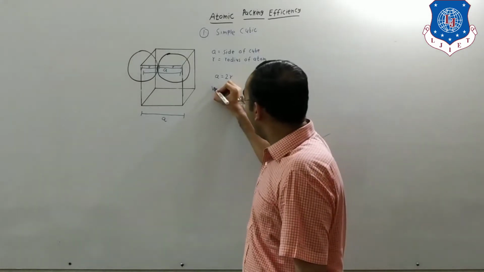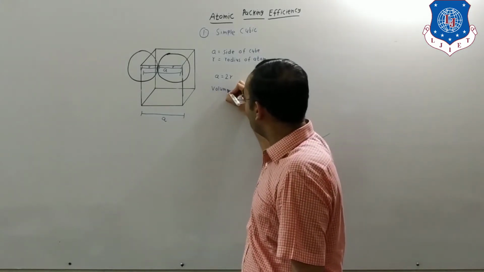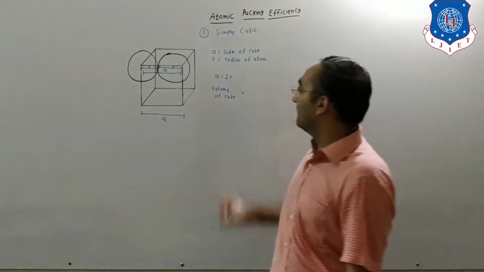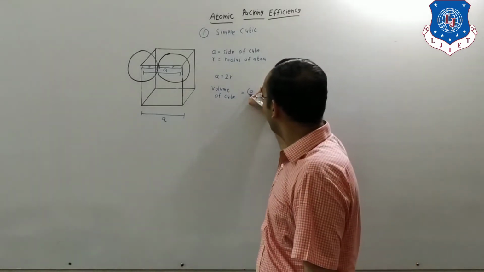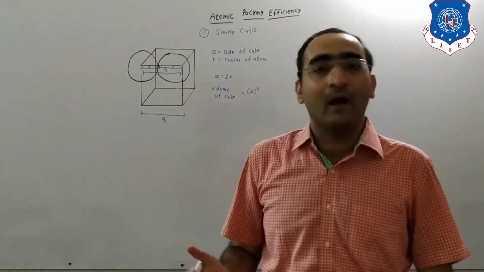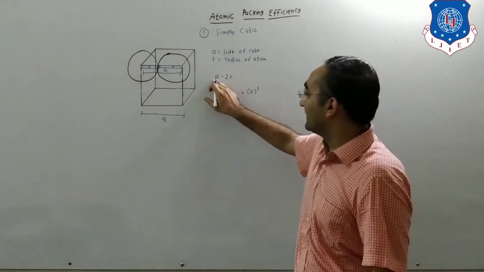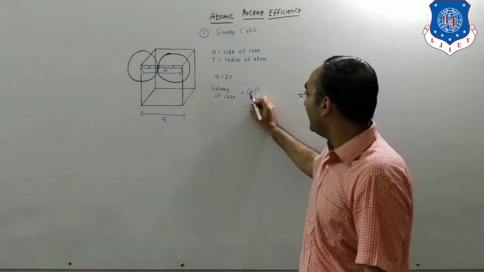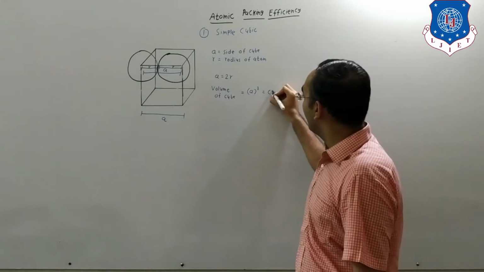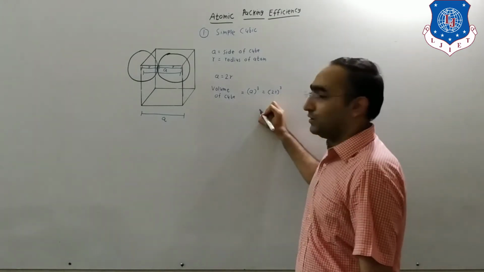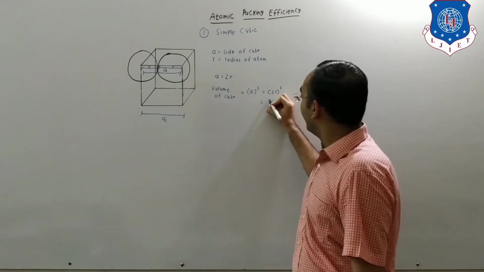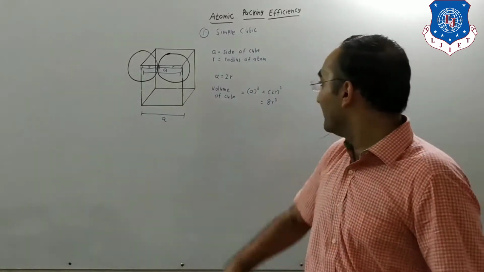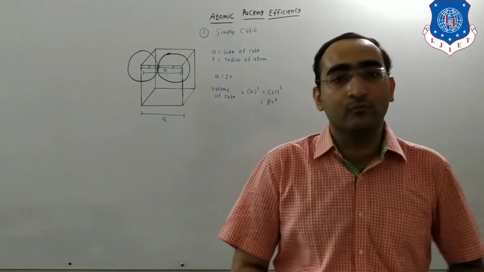So now the volume of the cube will be equal to A cube, length into breadth into height. Here the side is A, and length, breadth and height are all the same, so we write it as A cube. It will be equal to 2R cube, so what will it become? That is 8R cube. So the volume of the cube is equal to 8R cube.